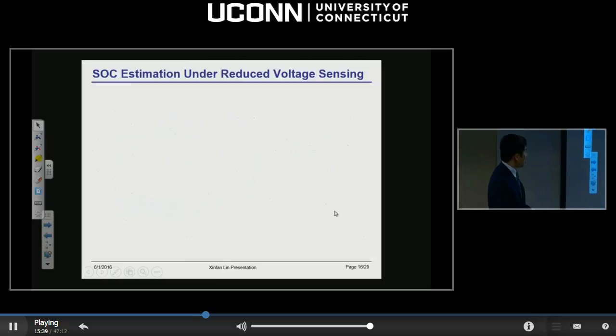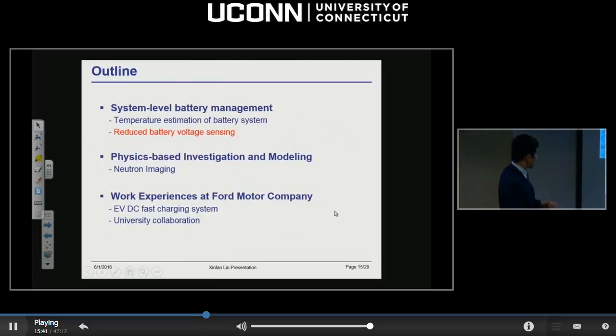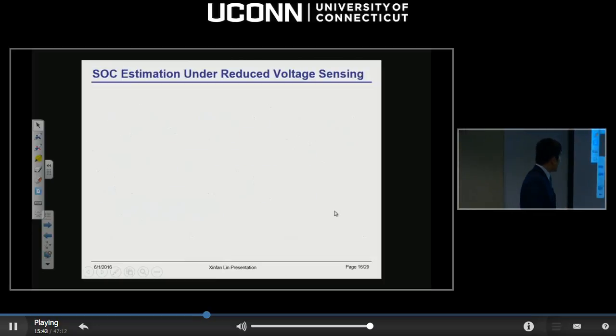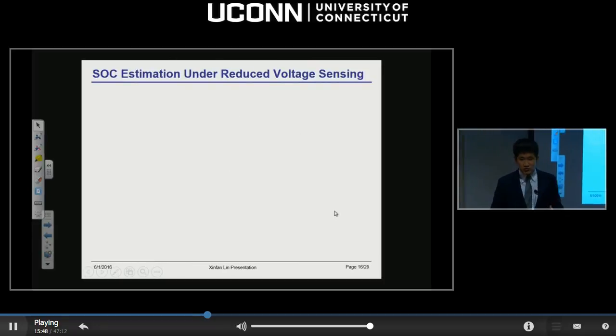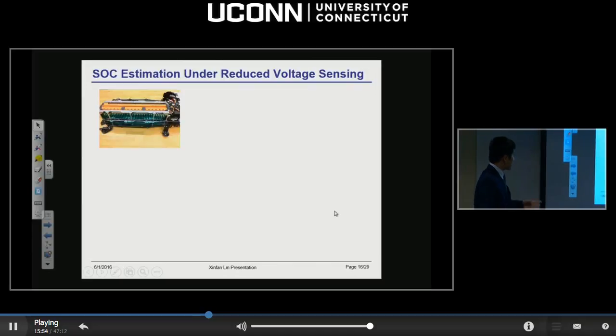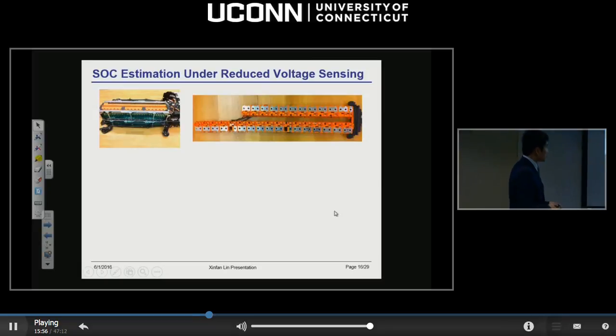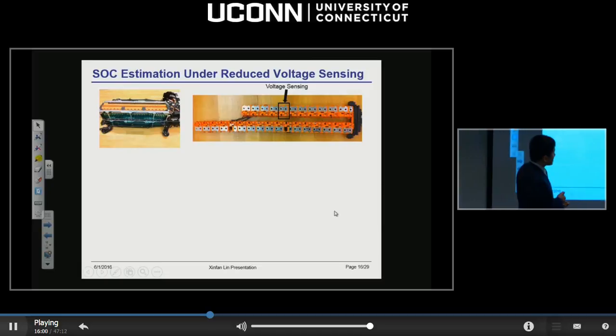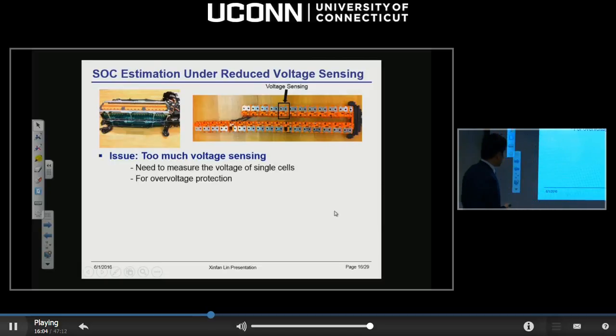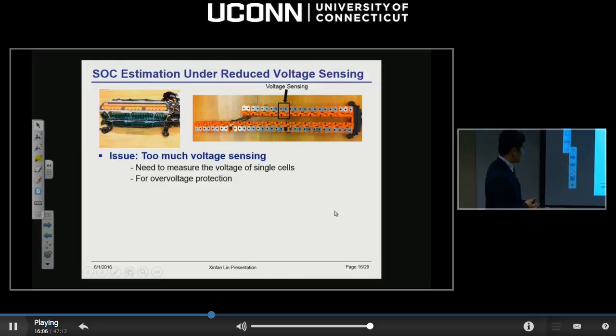Okay, so the second topic is reduced battery voltage sensing. The problem we have here is kind of opposite to the previous one. Here we have too much voltage sensing; previously, we had too few temperature sensors. Let's go back to the battery pack here. This is a sensor housing, and all the silver tabs in here are the sensing leads for the voltage measurement. Basically, we need to measure the voltage of every single cell for over-voltage protection.